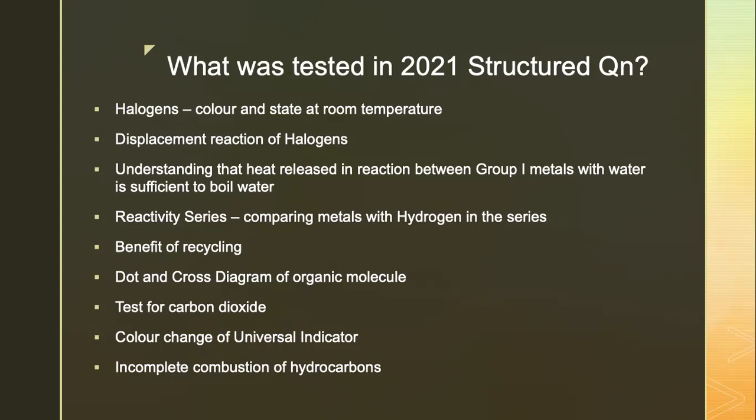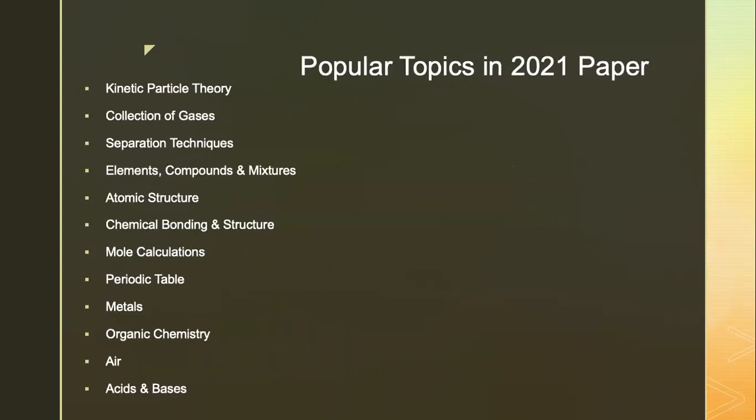And the knowledge of the test for carbon dioxide, the color change of the universal indicator, and knowledge on incomplete combustion of hydrocarbons. So in all, in last year's paper, these are the popular topics tested: kinetic particle theory, collection of gases, separation techniques, elements, compounds and mixture, atomic structure, chemical bonding and structure, mole calculations, periodic table, metals, in particular alloy, reactions of metal, organic chemistry.